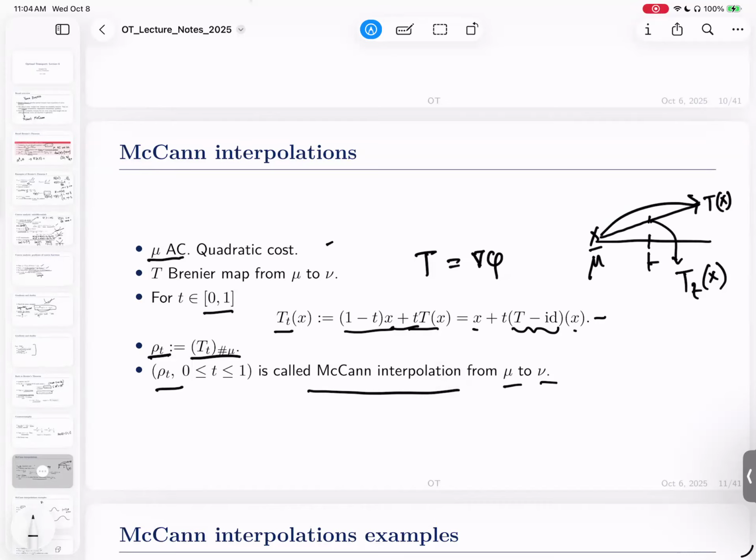And this capital T_t of x, if I push forward my initial measure, then I get my rho_t, which is my McCann interpolation or the geodesic in optimal transport. By the way, here's a question for you guys.